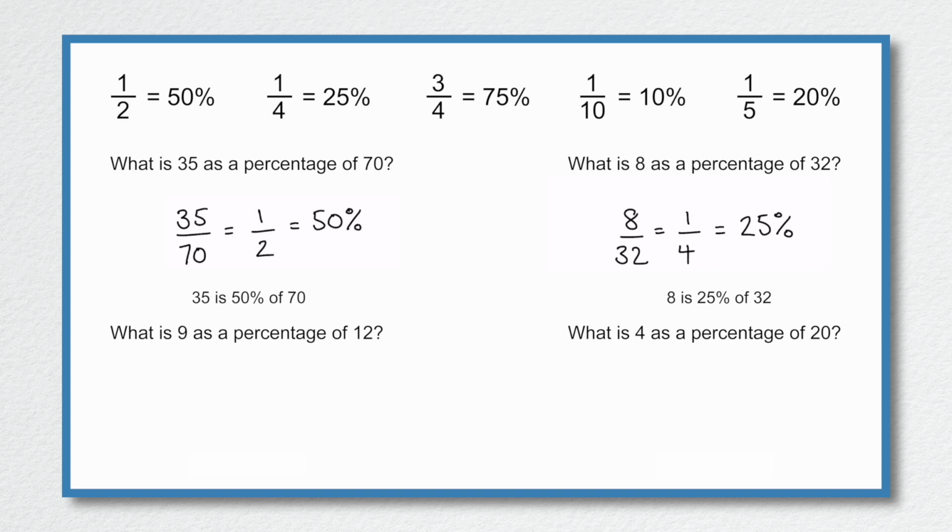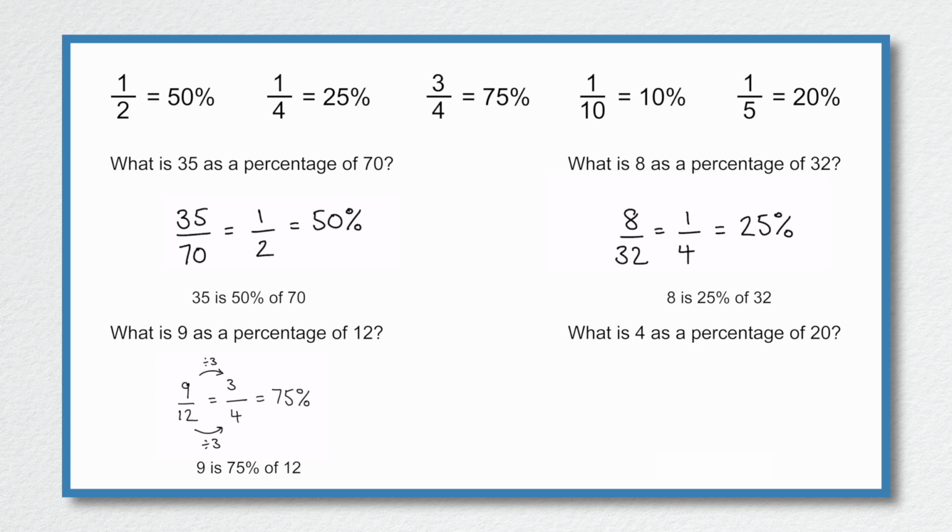What is 9 as a percentage of 12? So let's write this as a fraction. We have 9 over 12. 3 goes into both 9 and 12. If we divide 9 by 3, we get 3. And if we divide 12 by 3, we get 4. So 9/12 can be simplified to 3/4, which of course is 75%. And so we can say that 9 is 75% of 12.